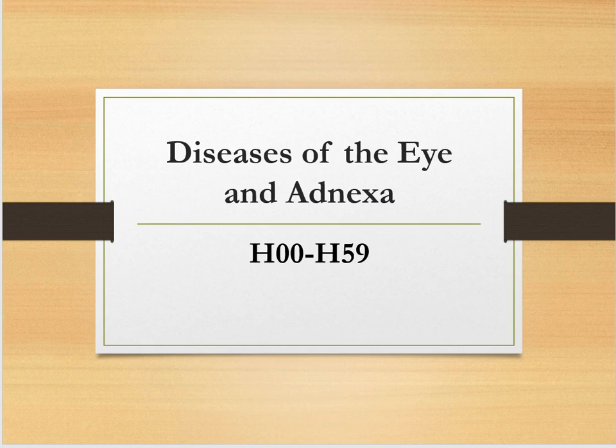Hello, everyone, and welcome to another ICD-10-CM coding guideline session, where today we're going to take a look at Chapter 7, which is diseases of the eye and adnexa, which represents code family H00 through H59.